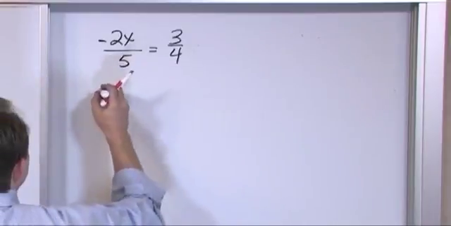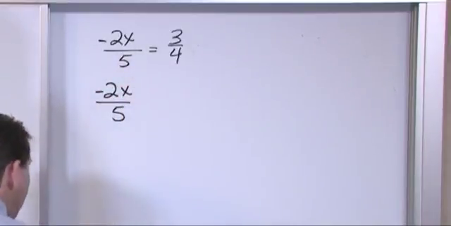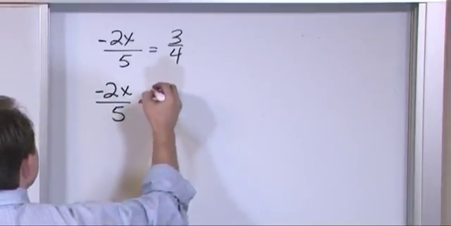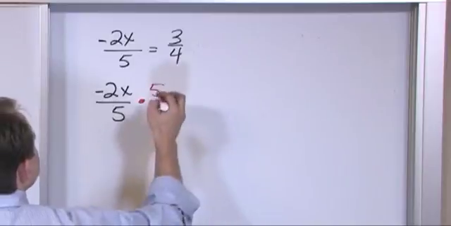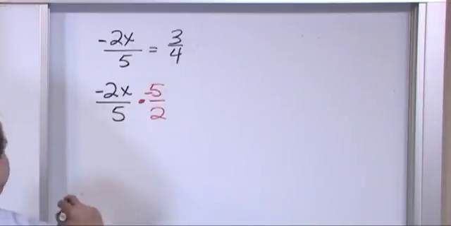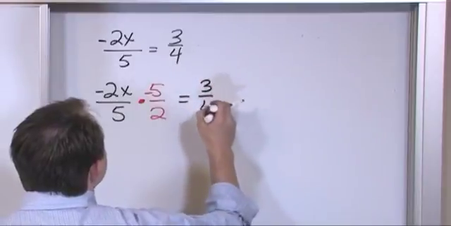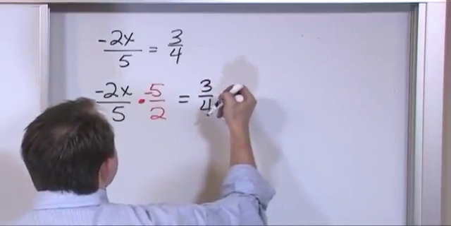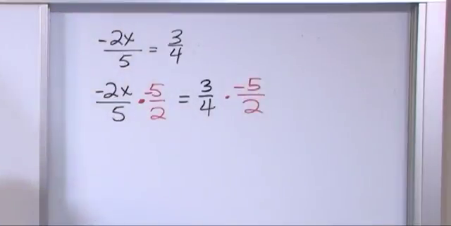There's a few different ways to explain how to do this, but when you think about it, if I multiply this side by 5 halves, better yet, let's make it negative 5 halves, then I'm going to accomplish what I'm trying to accomplish. If I have 3/4, and if I multiply this by negative 5 halves, again, I'm multiplying by exactly the same thing on both sides. Now, why did I do that?